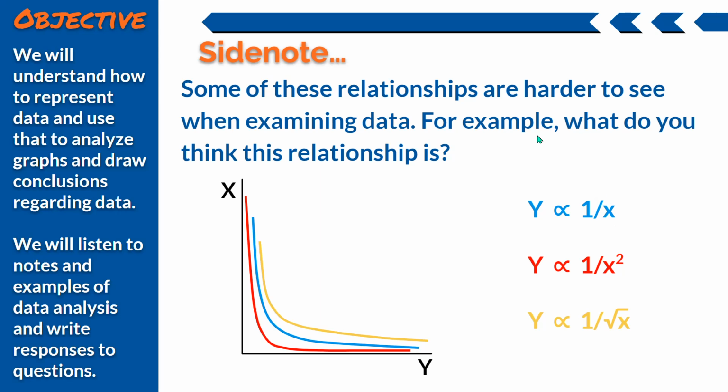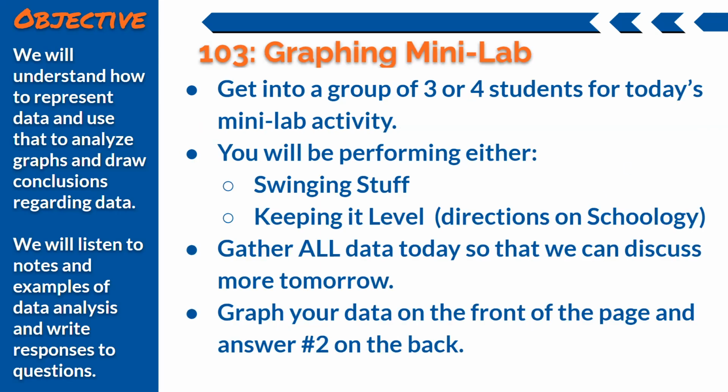But for today, for the rest of the period, you're going to be working on an activity in which you're going to be gathering your own data so that you can plot your own data, so that you can look at the shape of your data and figure out what you think the relationship is for your experiment. You're going to be getting into groups of 3 or 4 in just a moment to complete this kind of mini lab. And you're going to be doing one of 2 labs. You're only doing one of the 2, and I'll assign them to you once you get into your groups.